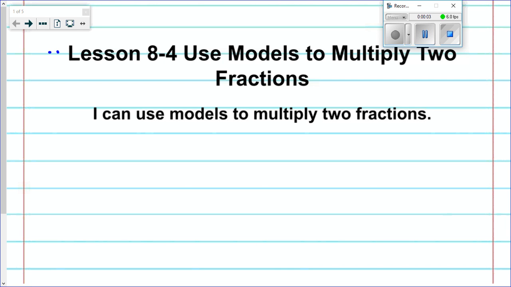Hi, welcome to lesson 8-4, use models to multiply two fractions. Our I can statement says I can use models to multiply two fractions. Please take a moment and write the title and the I can statement in your journal.